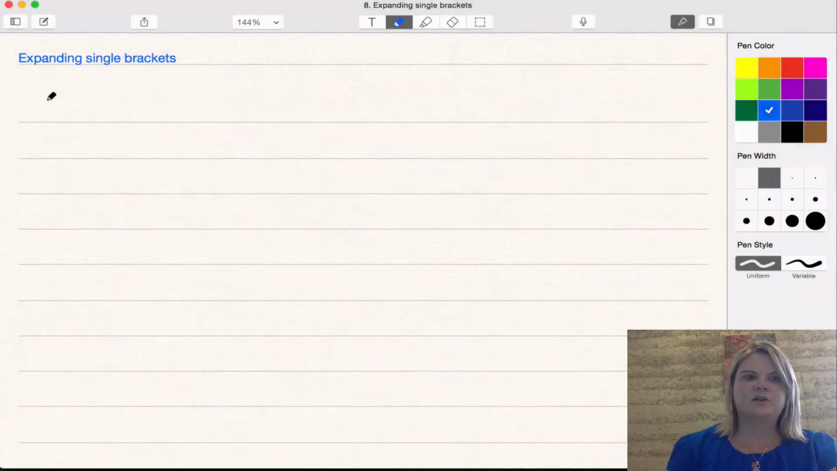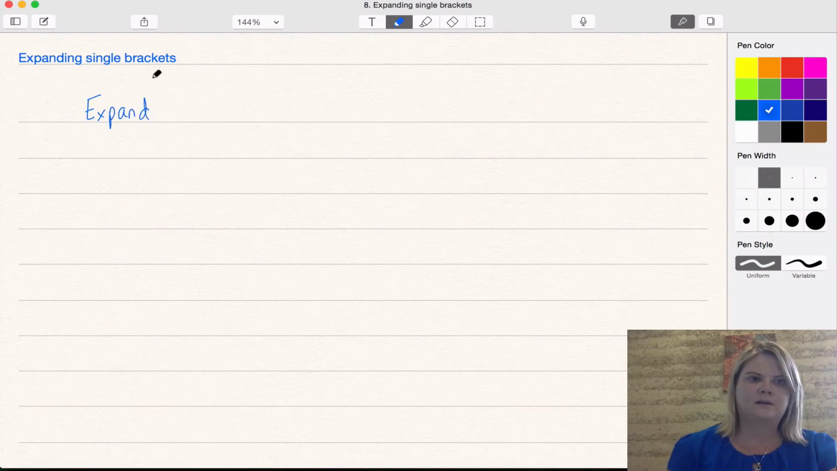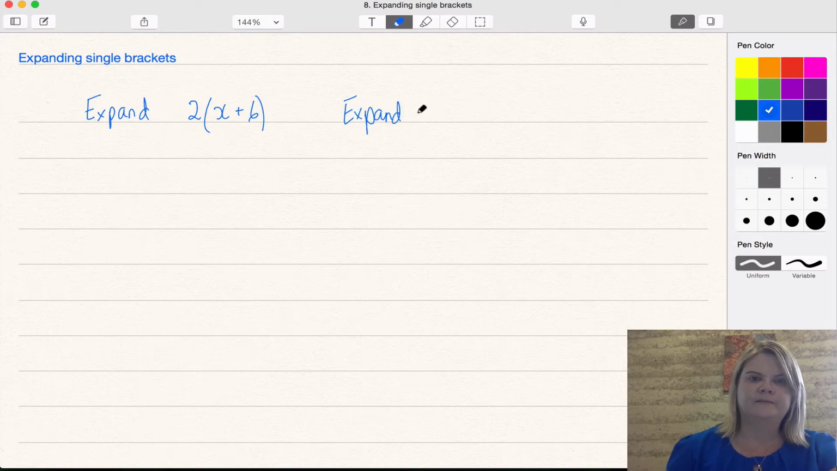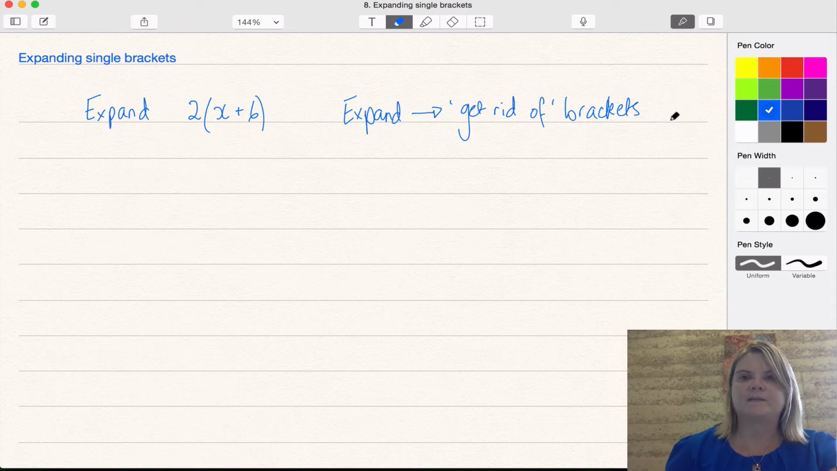So the type of question you're going to get here will ask you to expand, and the question will have brackets in it. 2 bracket x plus 6 is the example I'm going to give. So expand means to get rid of the brackets. So I might just jot that down. And give your answer with no brackets in it.